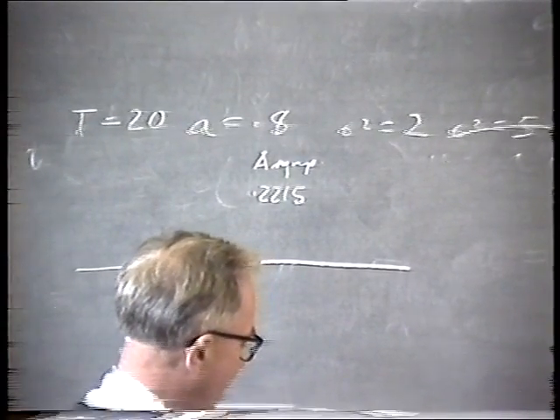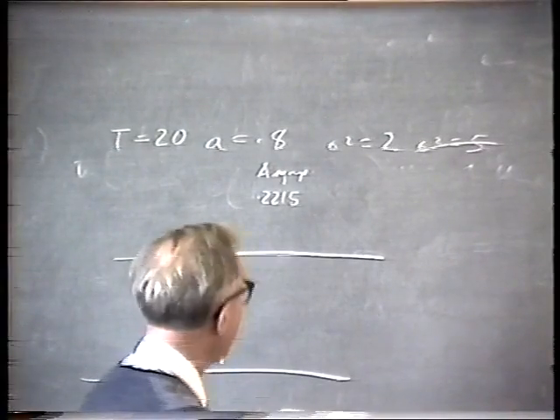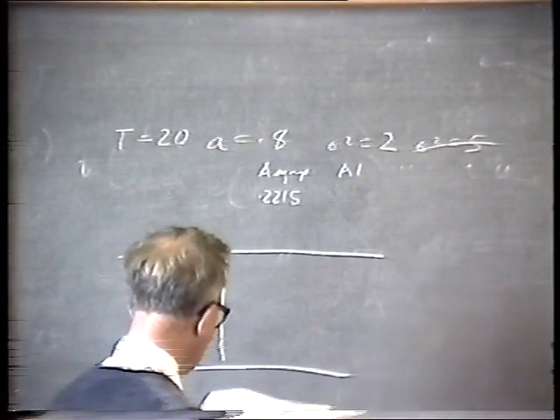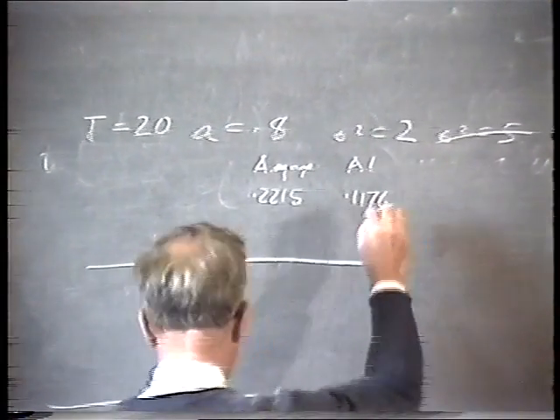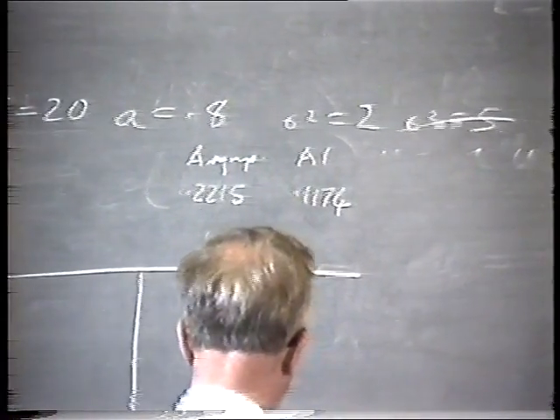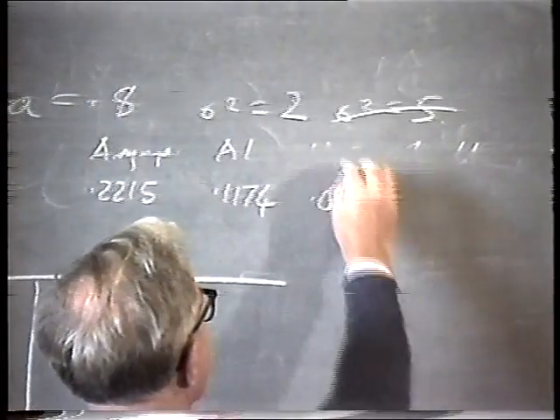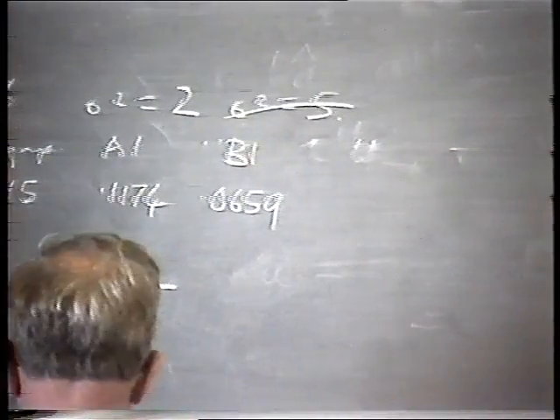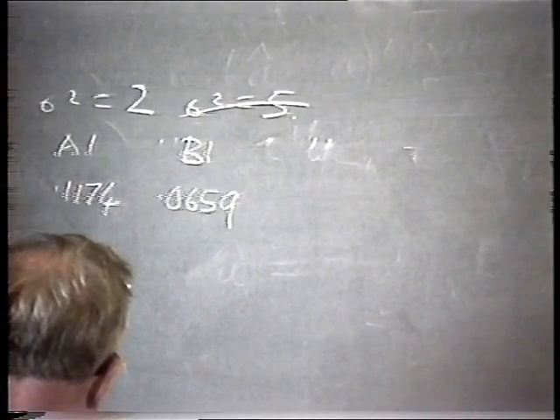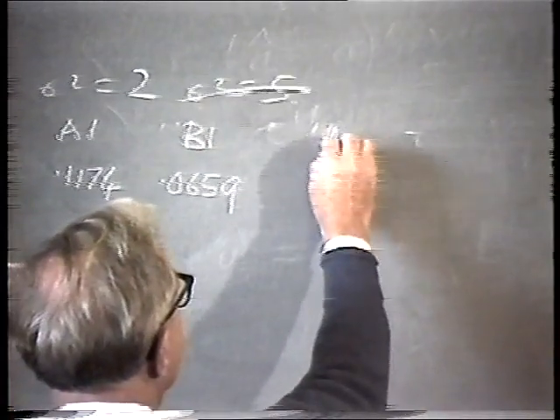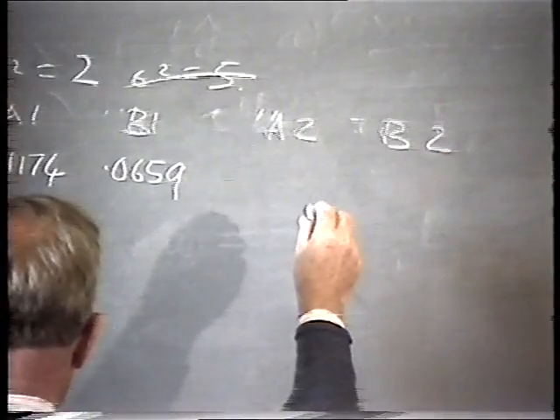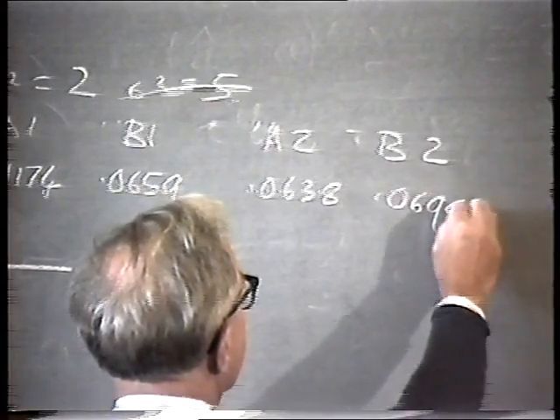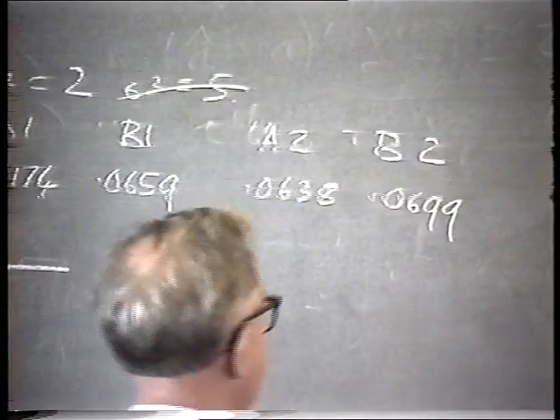Let's see how the other things fared. A1, that's the first correction term in the Edgeworth approximation of the A type, is 0.1174, so somewhat better. B1 is 0.0659. In fact, our experience was that B1 was usually better than A1. Then the A2, B2 were not very much better. A2 at 0.0638. In fact, B2 was worse, 0.0699. Normal approximation, 0.1981.